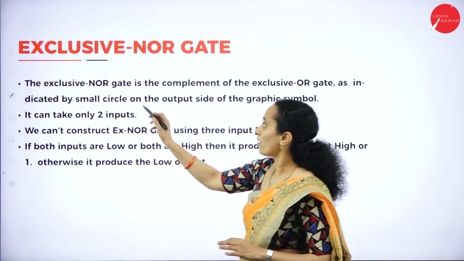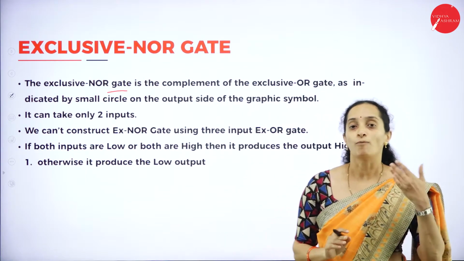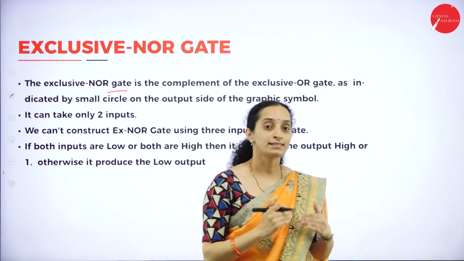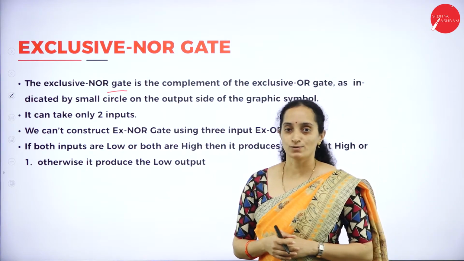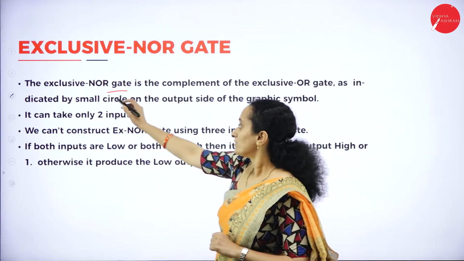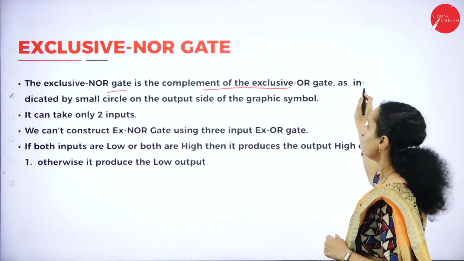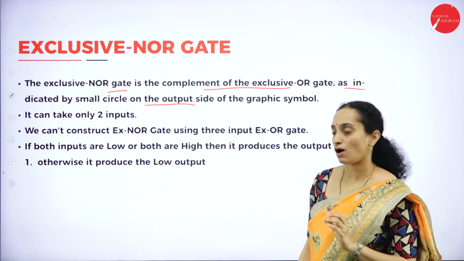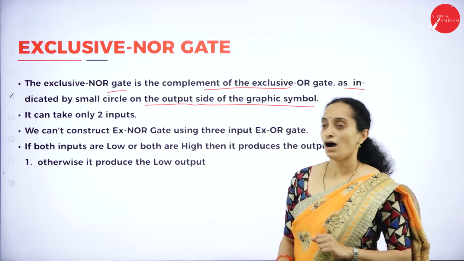The next thing is the exclusive NOR gate. The exclusive NOR gate is the complement of the exclusive OR. Like we have NAND, the complement of AND, and NOR, the complement of OR, we have XNOR or exclusive NOR, which is the complement of the exclusive OR gate or XOR gate. In short, we call it the XOR gate. The exclusive NOR gate is indicated by a small circle. How do you indicate the XNOR? A small circle on the output side.